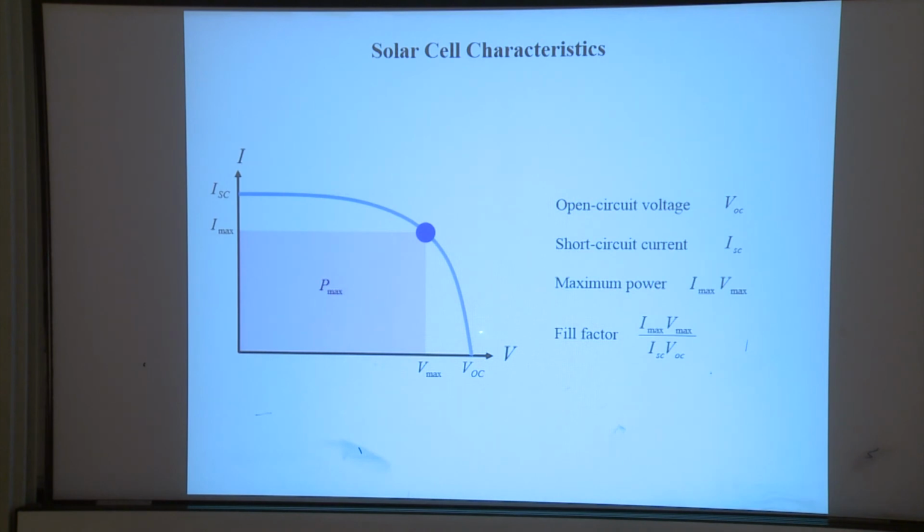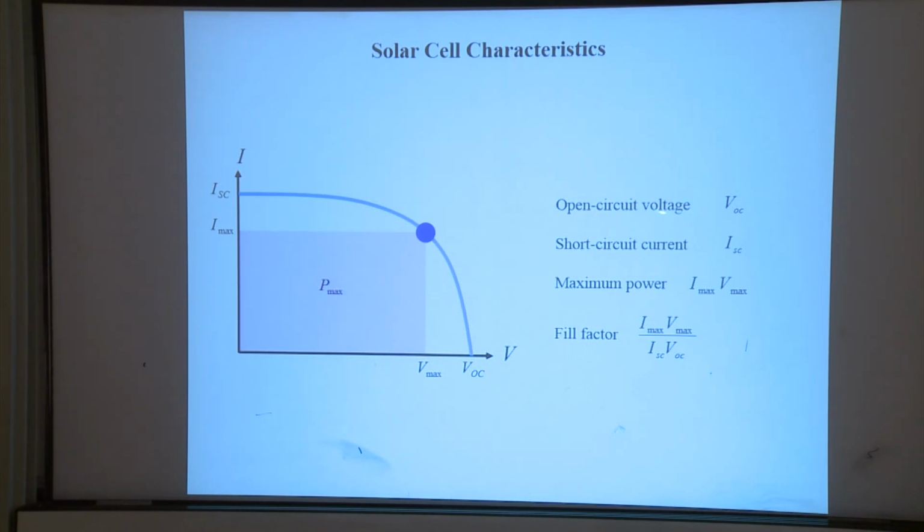You cannot choose a point with high V. If you choose high V, then it will have low current, so the area is not big. You cannot choose low V, high ISC either. If you choose ISC, then V is very low. So the point for maximum power output should be somewhere at the location when this curve is starting to go down.